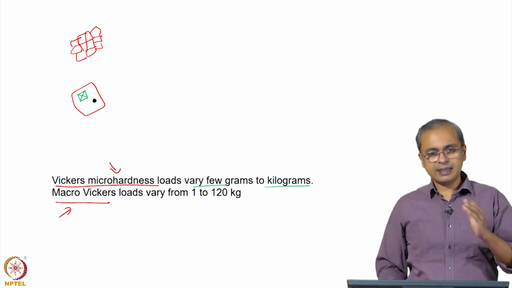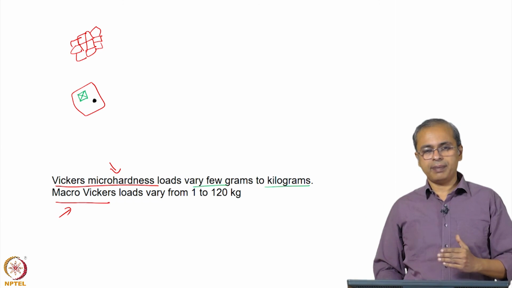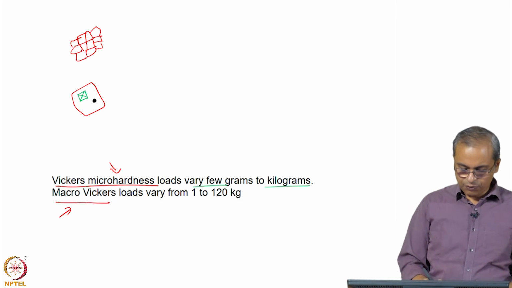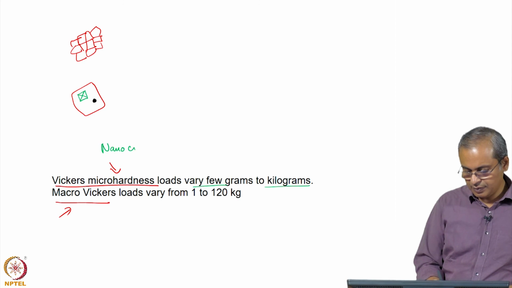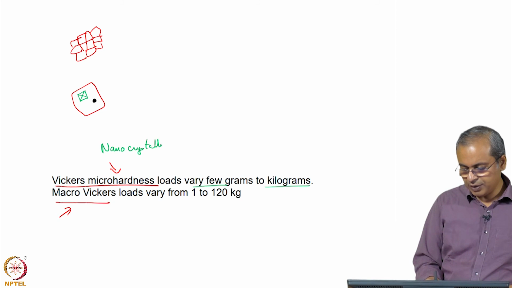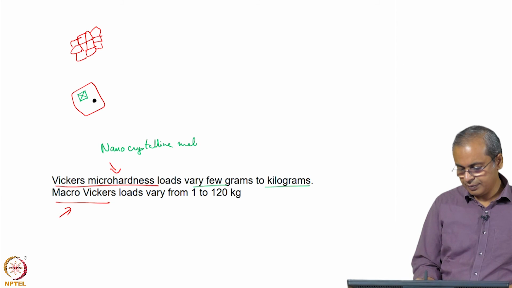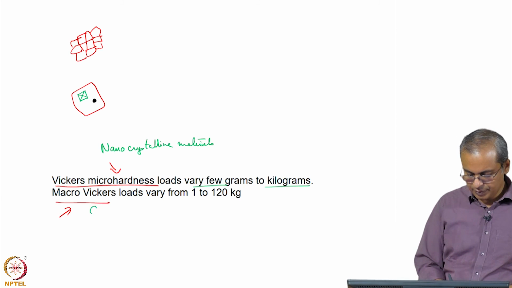So, that is the reason why there is something called micro Vickers hardness and there is macro Vickers hardness. This is used for nanocrystalline materials, in this case it is better suited for it, and this is used for conventional materials.